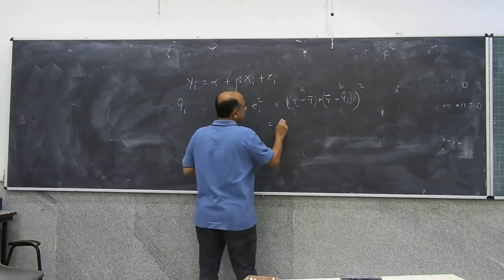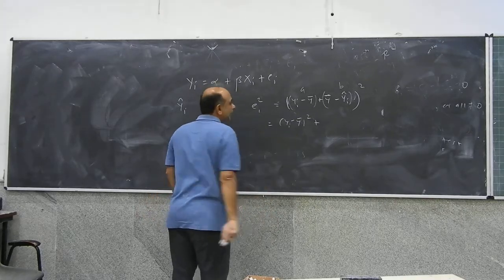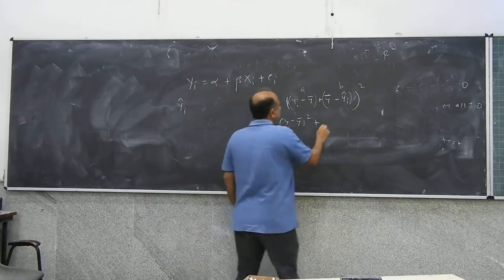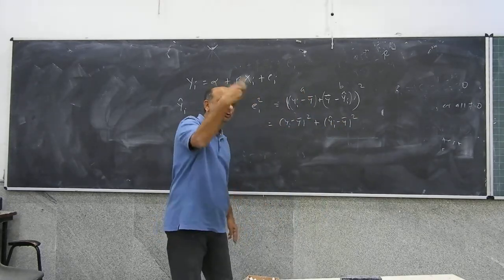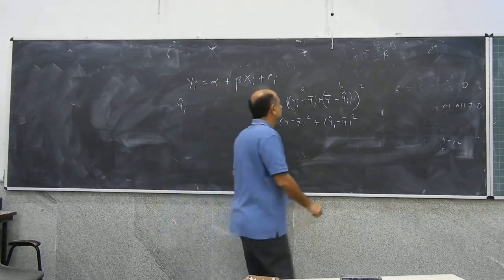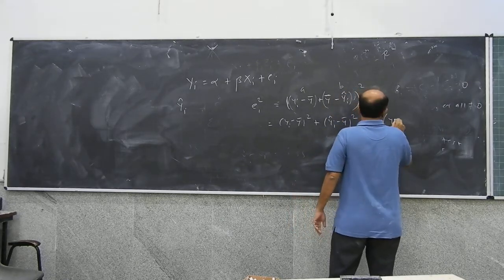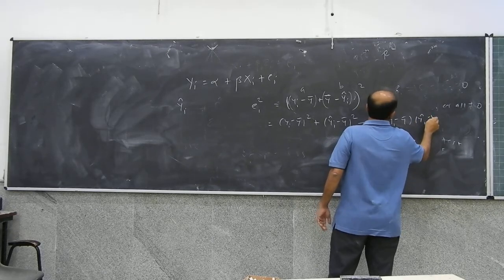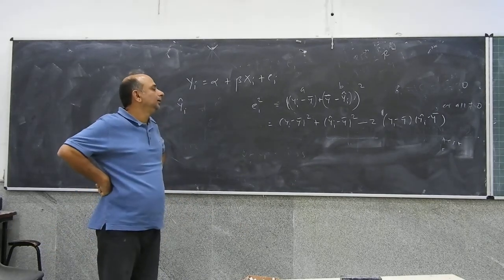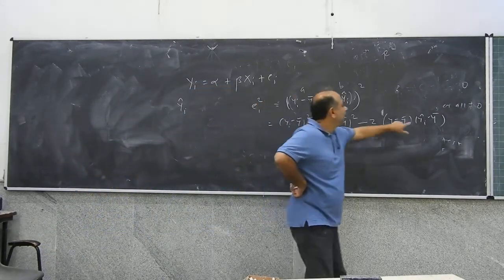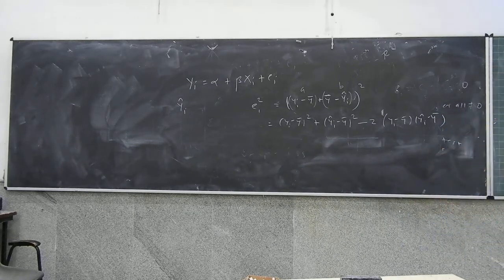This can be written as yi minus y bar square plus y hat i minus y bar square, because I was squaring, so the sign doesn't matter, plus minus 2 times the cross term. Why have I written minus 2 instead of plus 2? If you multiply, I'll change the sign here. Okay. Sure?